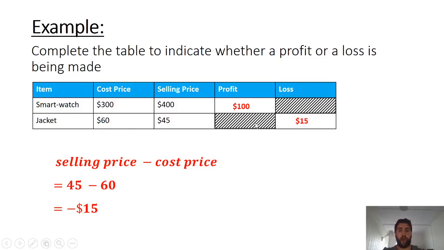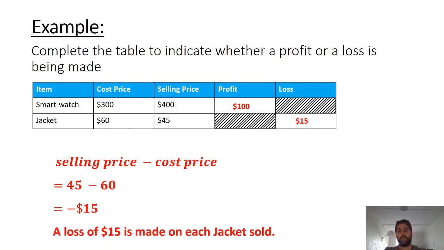We can just cross out the profit column, and we can say that a loss of $15 is made on each jacket sold. So every jacket we sell, we're going to lose $15. Not the best, but maybe that jacket's not fashionable anymore. Maybe you just want to clear the stock and get new season stock in. So that could be a reason why a company might do that.